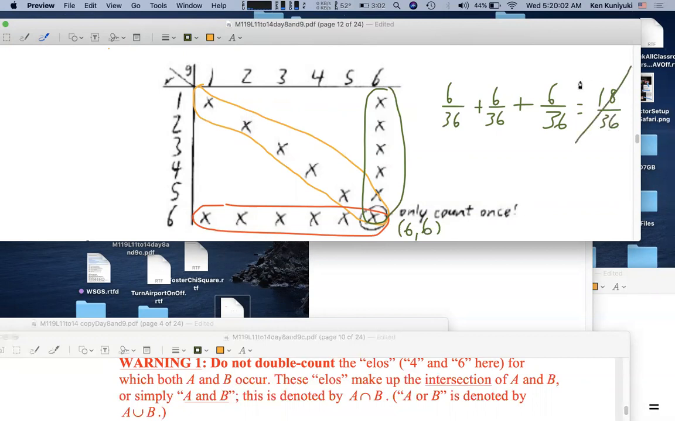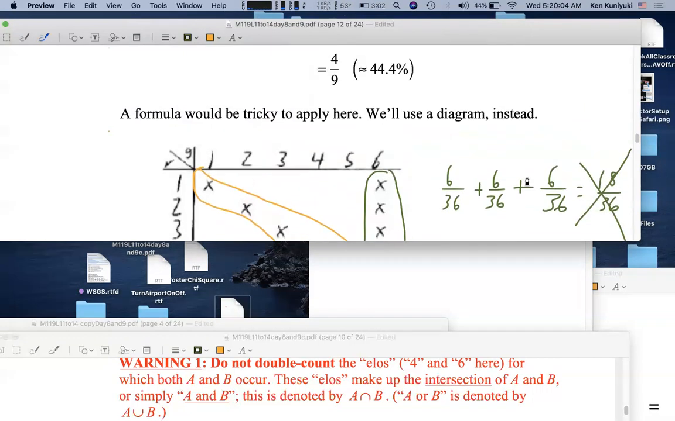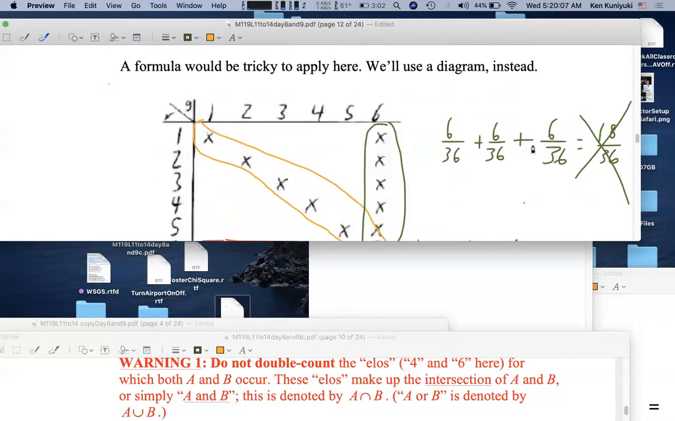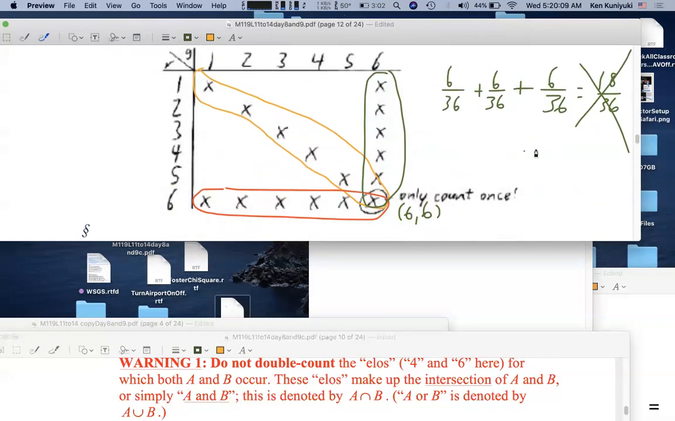That's going to be wrong. And why is that? Because you're supposed to get 16 over 36, not 18 over 36. What's the problem? If you do this, you're counting the boxcars case, this guy here, 3 times. Once, twice, 3 times. You're triple counting boxcars. So to adjust for the triple counting, you would have to subtract 2 over 36 to make sure you only single count boxcars, 6, 6.